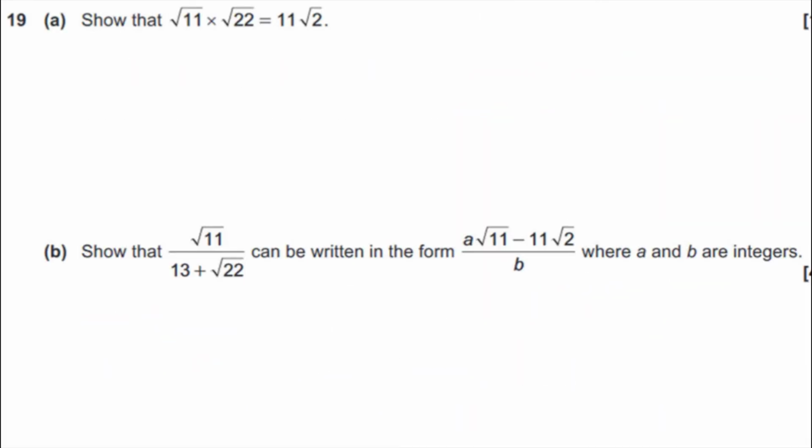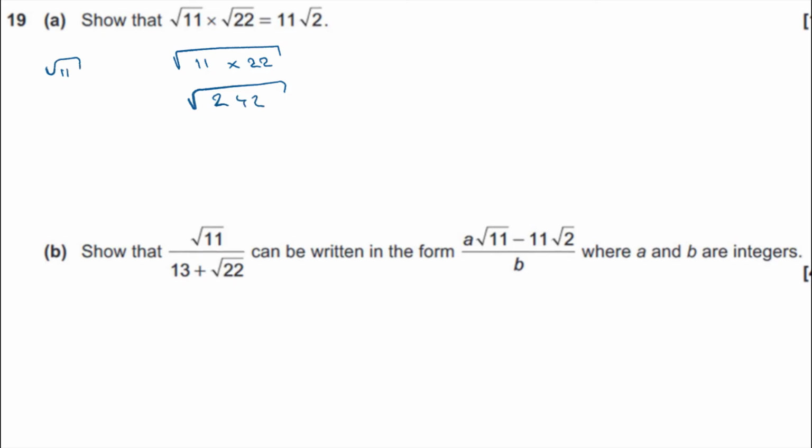Question 19, got some fun with surds here. Show that root 11 times root 22 is equal to 11 root 2. Okay, so when you've got two numbers under a root, you can multiply them together. That's the same thing as them all under one square root of 11 times 22, isn't it? And 11 times 22 is 220 and another 22 is 242, isn't it? So that's the same thing as root 242.